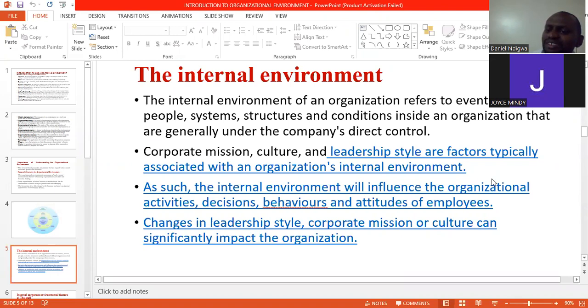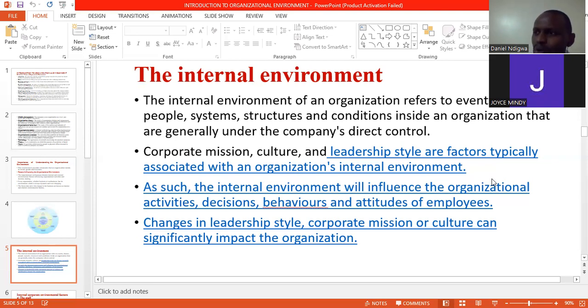Those are events or factors, people, systems or structures and conditions that are inside the organization that are generally under the company's direct control. So here we are talking about events or factors or even people that the organization can control, and they are within the confines of the organization. So corporate mission, culture, and leadership styles are factors typically associated with the organizational internal environment.